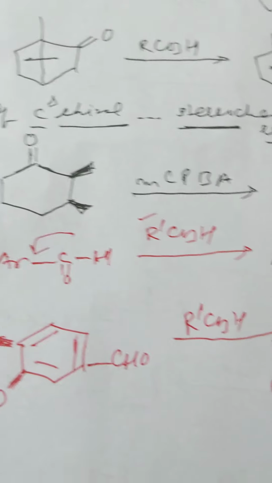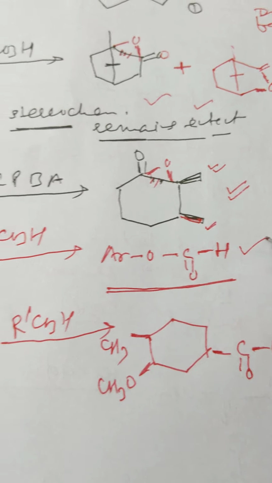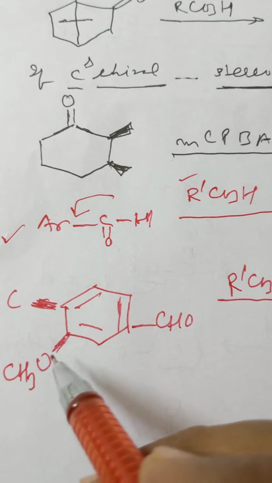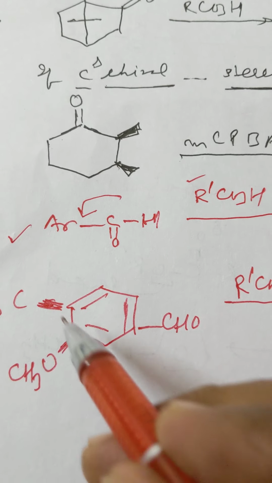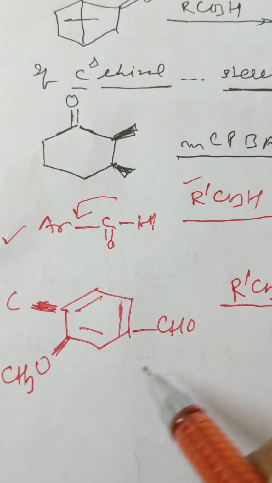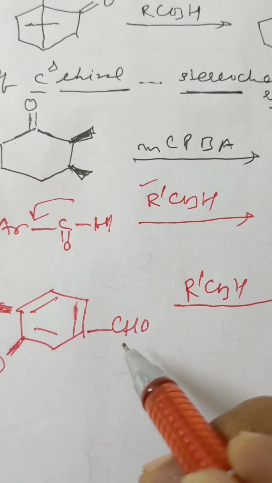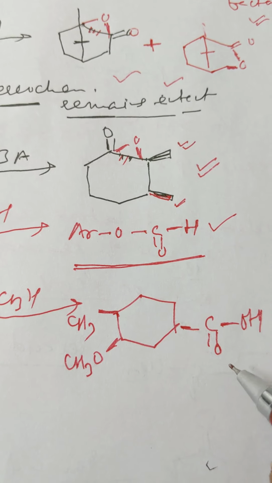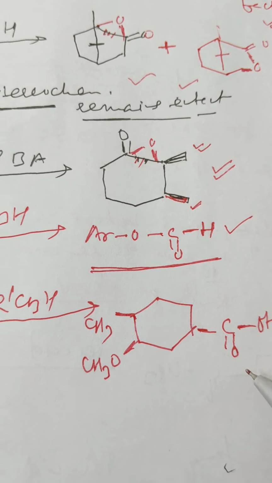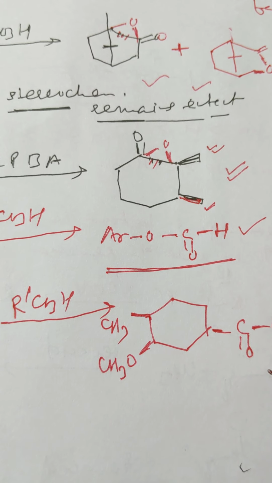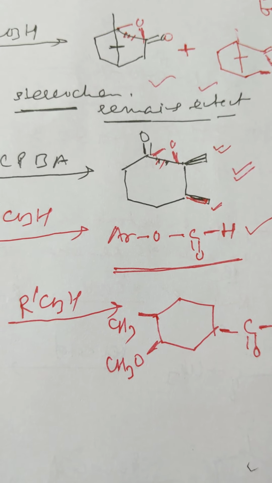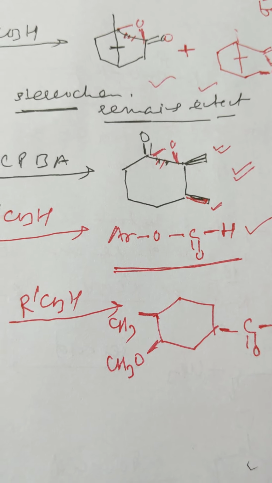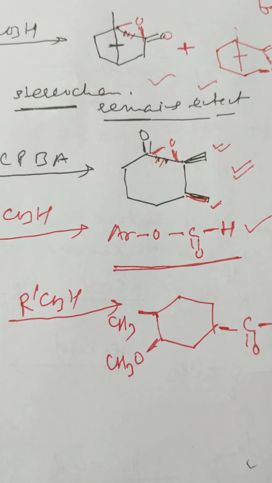If it is like this, they will be converted into ester. But if it is like this, because this is an electron releasing group, and this is a methyl group, a bulky group, in this case the migratory aptitude of hydrogen will be more, and as a result, the product formed will be a carboxylic acid. Carboxylic acid will be the product formed in this case.